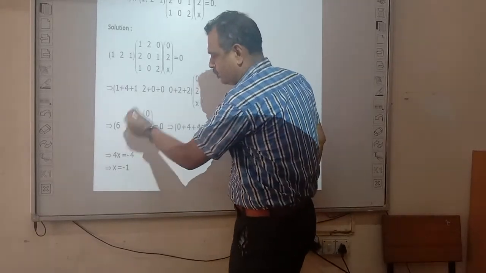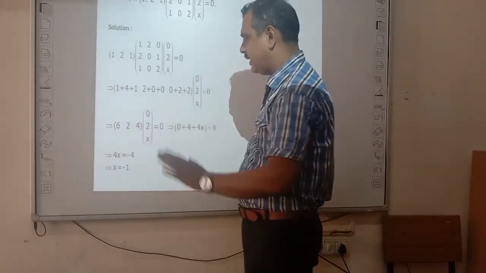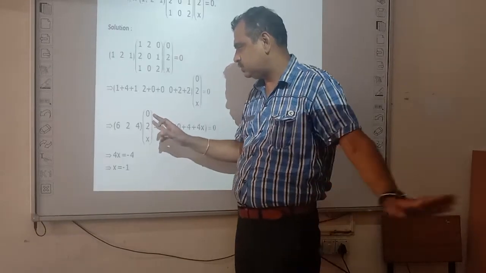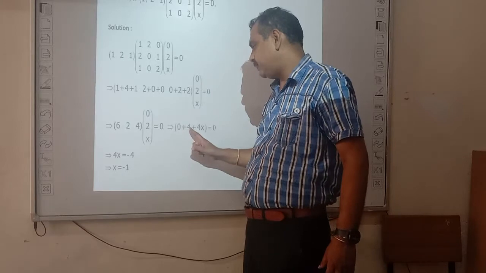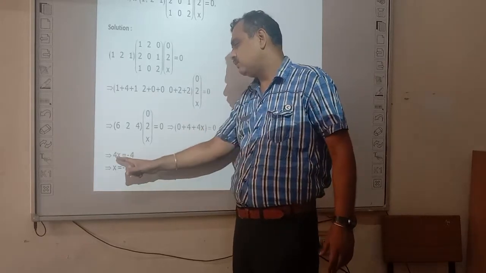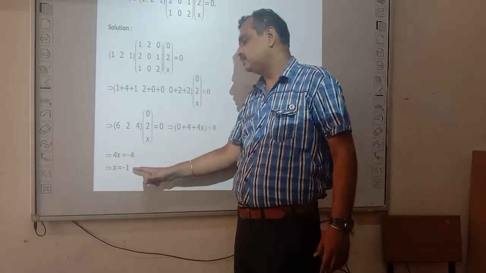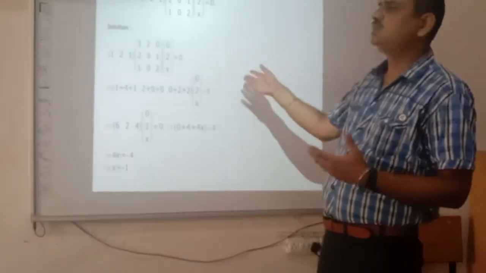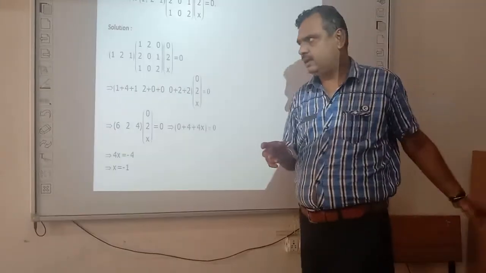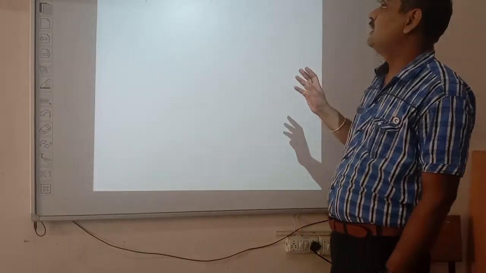Now this is a row matrix and this is a column matrix. You have to multiply first number by first number: 6 into 0, 2 into 2 and 4x. So 0 plus 4 plus 4x equals 0. 4x comes to be minus 4. x comes to be minus 1. We got its answer, x equals minus 1. This is one question I have taken from NCERT. Move on, please. Thank you.